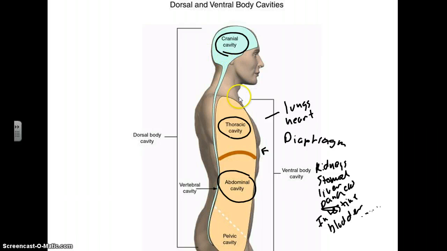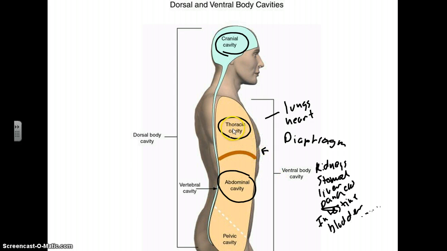Now, your body has several cavities, and there's the cranial cavity, which has your brain and spinal column, the thoracic cavity, which has your lungs and heart, and the abdominal cavity, which has many of the other organs, kidney, stomach, liver, pancreas, intestines, bladder. And you can see that there's this muscle called the diaphragm that separates those two cavities. We'll see later how the diaphragm is involved with helping you breathe.